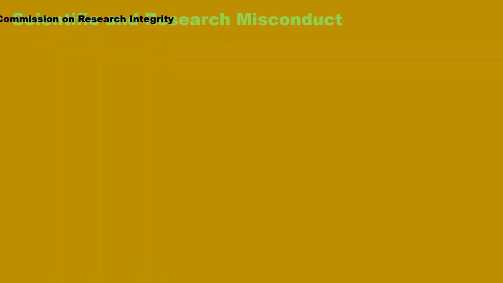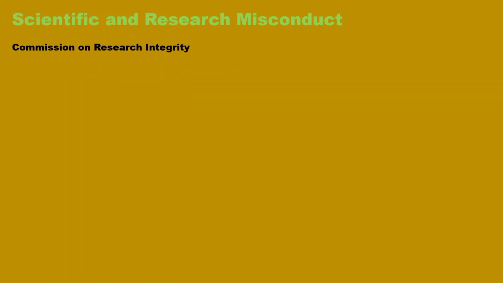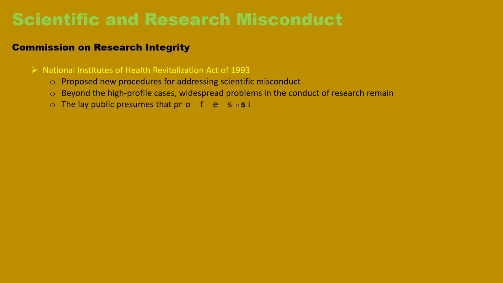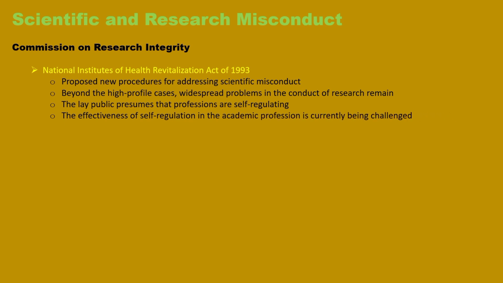In codes of ethics for research, scientific research misconduct can and does still occur. In fact, the Commission on Research Integrity, which was created as part of the National Institutes of Health Revitalization Act of 1993, proposed new procedures for addressing scientific misconduct. Beyond the high-profile cases, widespread problems in the conduct of research remain. The lay public presumes that professions are self-regulating. However, the effectiveness of self-regulation in the academic profession is currently being challenged.